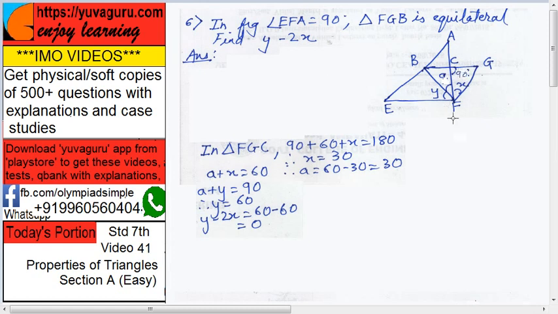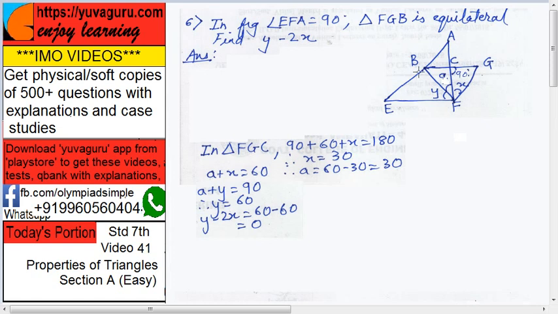So in triangle FGC, 90 plus this angle, which is 60, plus x equals 180. Why 60? Because FGC is an equilateral triangle, so all angles are 60. So you can find out x now. 90 plus 60 is 150, minus from 180, so it becomes 30. x equals 30. Now we have got x.